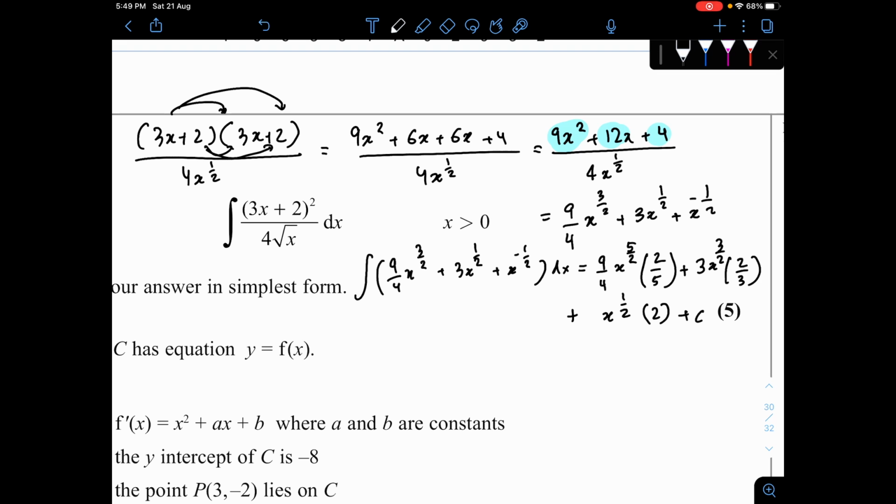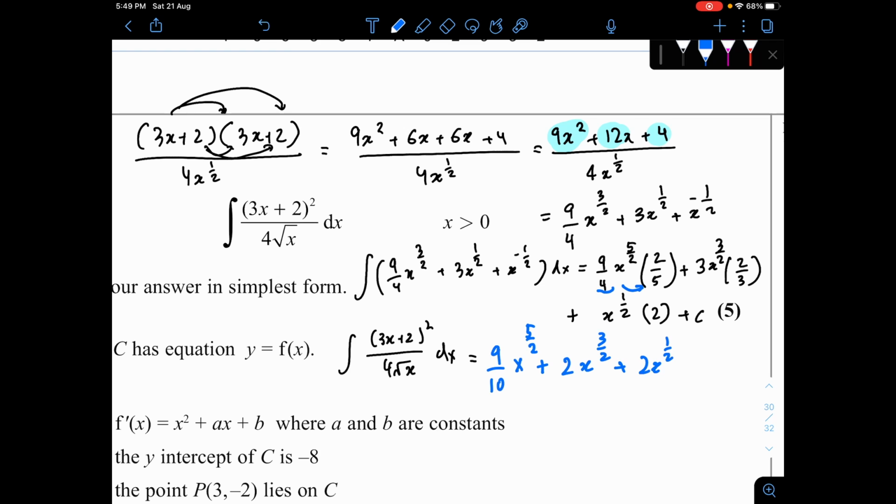So if we write it neatly, the final answer for the integral of (3x plus 2) squared over 4 root x dx is, multiplying these together, 9 over 4 times 2 over 5, that's 9 over 10 x to the power of 5 over 2, plus 3 times 2 over 3, that's 2x to the power of 3 over 2, plus 2x to the power of half, plus c. So that is our final answer.